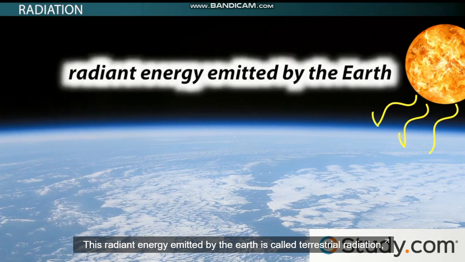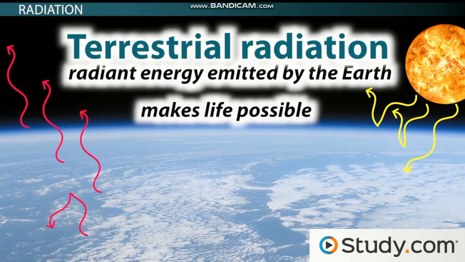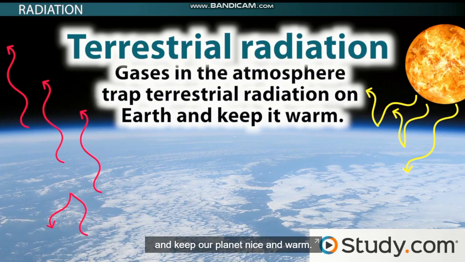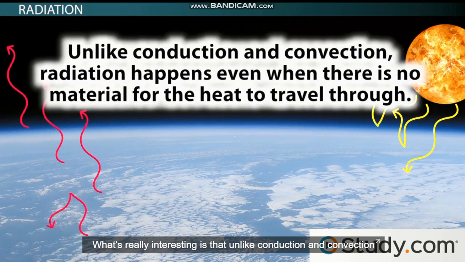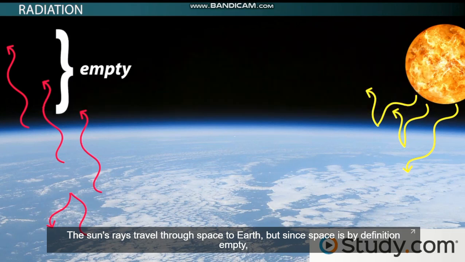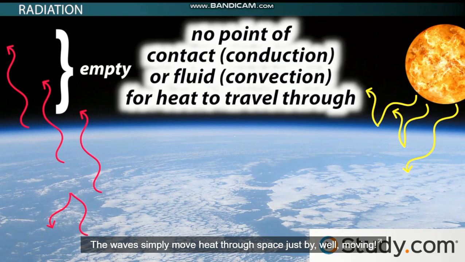This radiant energy emitted by the Earth is called terrestrial radiation, and it is what makes life possible. Like a big blanket, gases in the atmosphere trap terrestrial radiation on Earth and keep our planet nice and warm. What's really interesting is that, unlike conduction and convection, radiation happens even when there is no material for the heat to travel through. The sun's rays travel through space to Earth, but since space is by definition empty, there's no point of contact like conduction or fluid like convection for the heat to travel through. The waves simply move heat through space just by, well, moving.